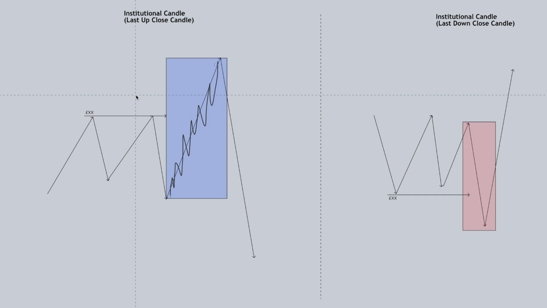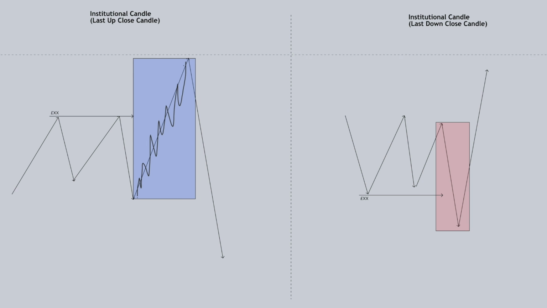And I'm going to show this to you on a chart as well, so you guys can get a better picture of this. So now let's move on to the last down close candle. So you're going to catch this here in a bullish scenario. So if the market is bullish, if it's an uptrend, this is what you're most likely going to see.